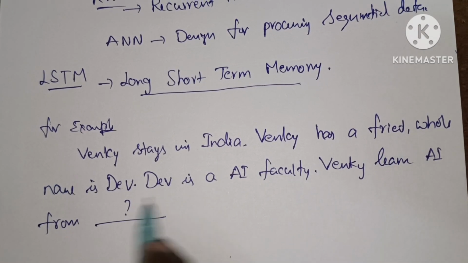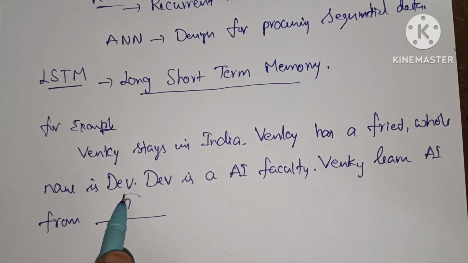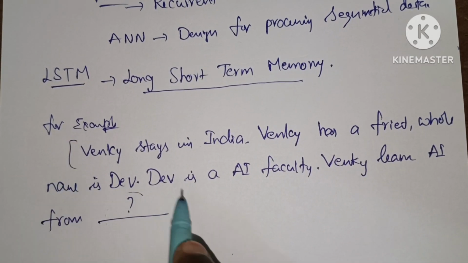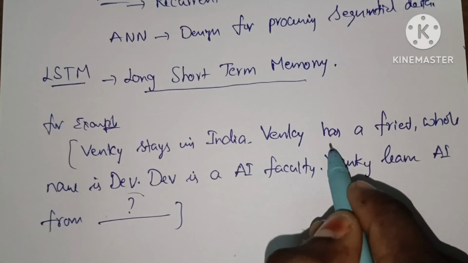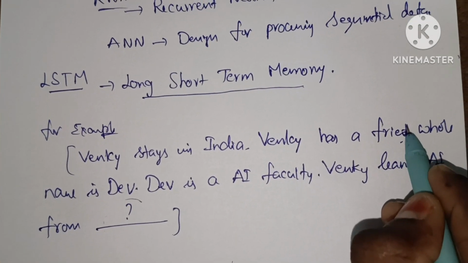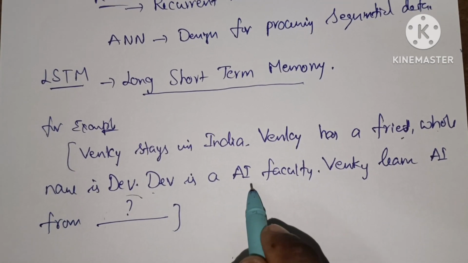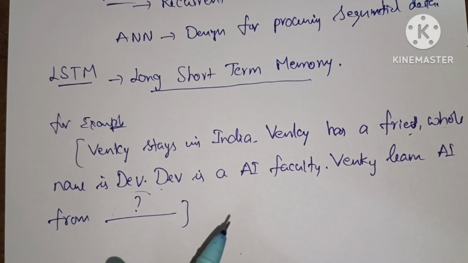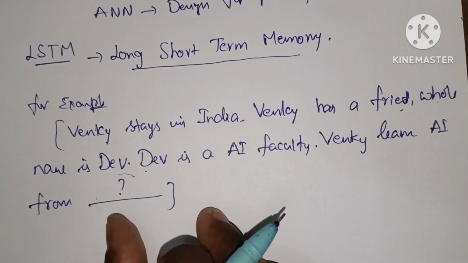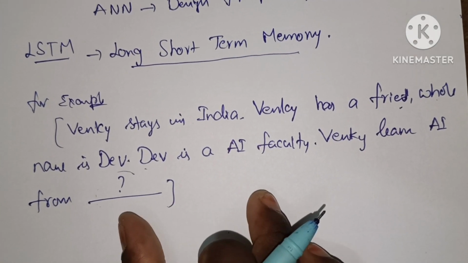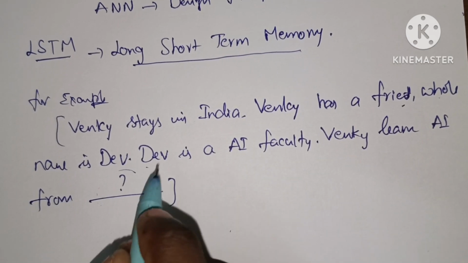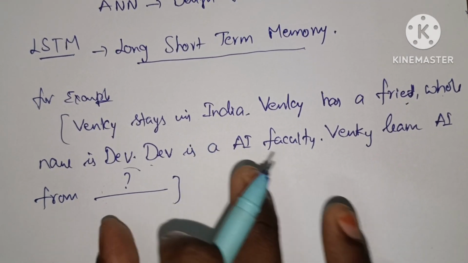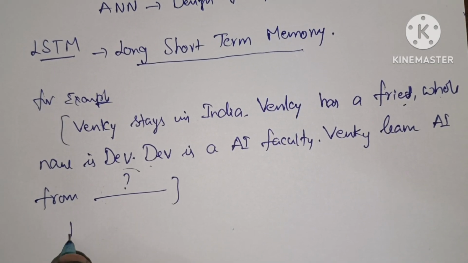So it's a long sentence, and finally we need to find the solution. So here is a long statement: Venki stays in India. Venki has a friend whose name is Dev. Dev is an AI faculty. Venki learned AI from where? So in a simple RNN, we don't know which part of the sentence is important and which part is not important, relevant or not. It's a simple RNN. So that's why we go for LSTM.